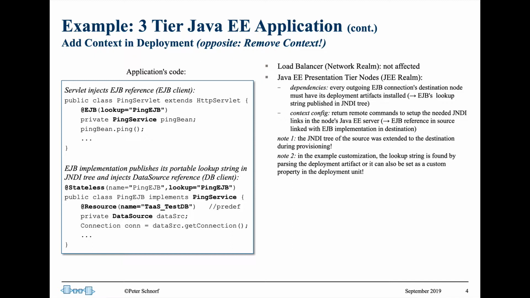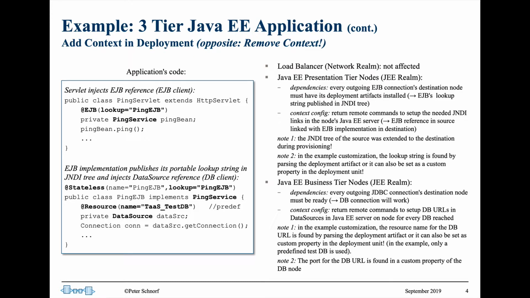Node 1, the JNDI tree of the source, was extended to the destination during provisioning, as we saw before. Node 2, in our example customization that we did here, the lookup string is found by parsing the deployment artifact that is deployed and looking for the annotations in there. But it could also be set, and that's supported as well, as a custom property in the deployment unit.